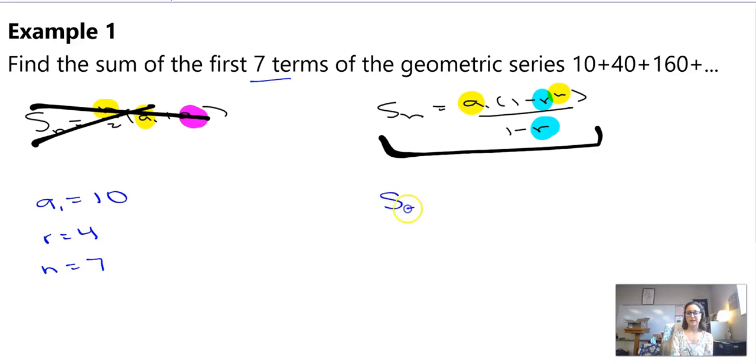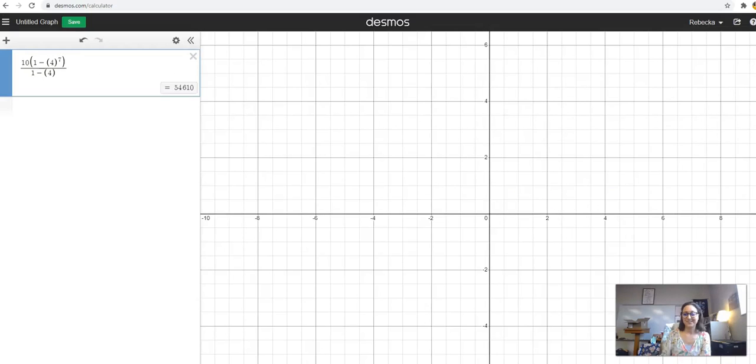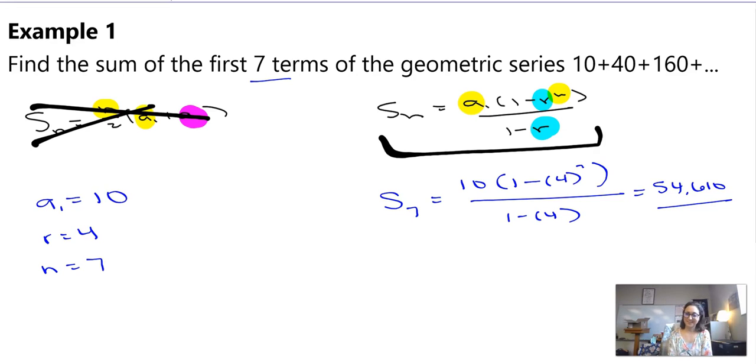So coming to our formula, I'm going to find s sub 7, which is going to be 10 times the quantity 1 minus, and here's where I want you to be careful. Please put parentheses around your r value, because if r is negative and you don't put parentheses, you can get into some trouble here, okay? And n is 7, so that's my numerator, all over 1 minus r. We can just plug this straight into the calculator. I'm getting 54,610.